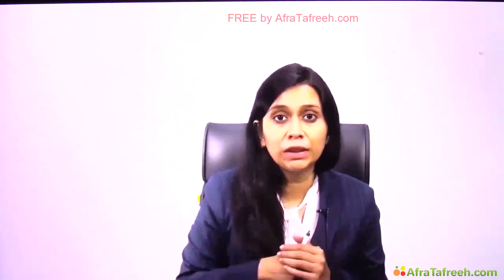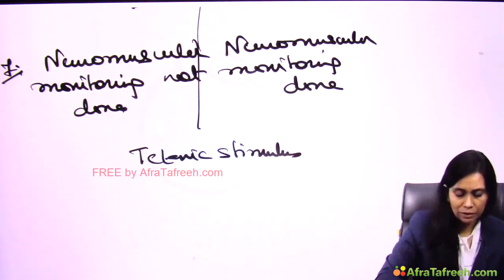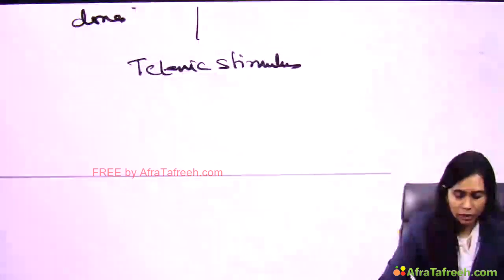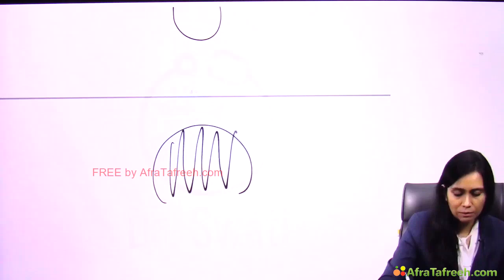Tetanic stimulus of 50 Hz. Instead of 1 Hz, 1 Hz, 1 Hz, 1 Hz, 4 stimuli, I give 50 Hz or 100 Hz or a 150 Hz continuous stimulus. We call it tetanic stimulus. So whenever we give a tetanic stimulus, what happens? Whenever I give a tetanic stimulus to the nerve, there is a sustained contraction seen in the muscle.